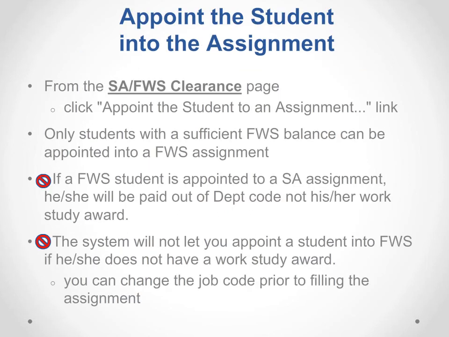From the clearance page, click the link to appoint the student into an assignment. Only students with a sufficient federal work-study balance can be appointed into a federal work-study assignment. If a federal work-study student is appointed into a student assistant assignment, he or she will be paid out of your department code budget, not the student's financial aid award. The system will not let you appoint a student into a federal work-study assignment if he or she does not have an award to use. Note, you can change the job code, if necessary, prior to filling the assignment.